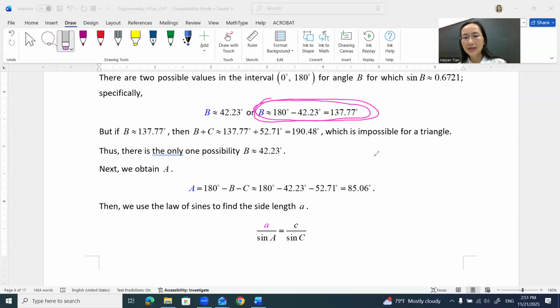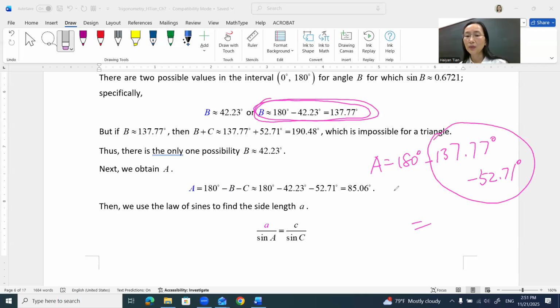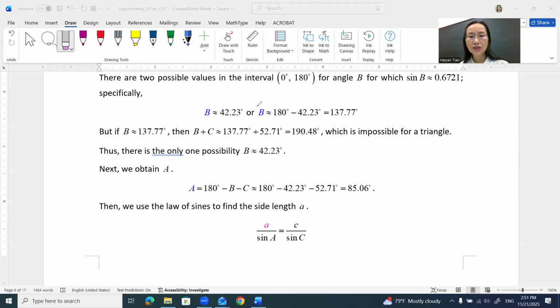Because if that is the case, then we try to find A, which is 180 degrees minus this B, which is 137.77 degrees, minus C. C is 52 given, right? 52.71 degrees. Then if these two together are already more than 180, A would be negative. That's impossible. So this is not possible. Then we have only one case, that A is 85.06 degrees. We don't have two cases.